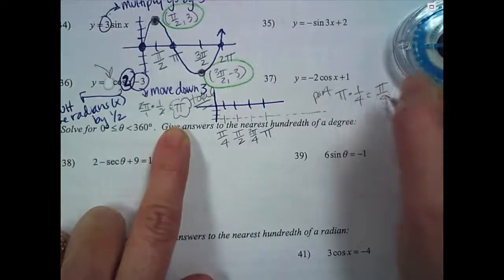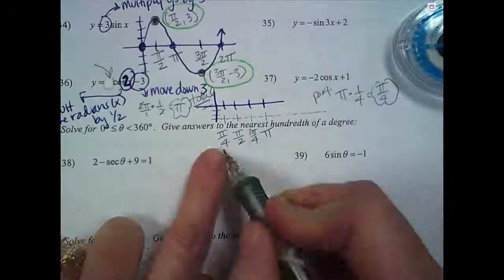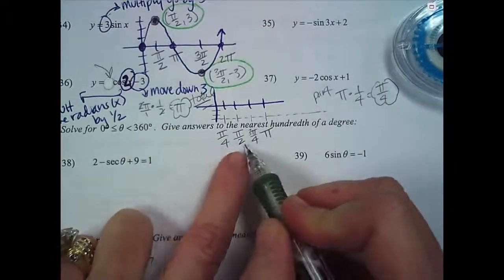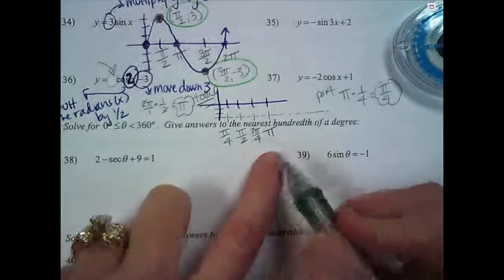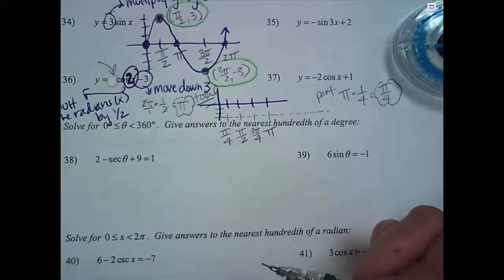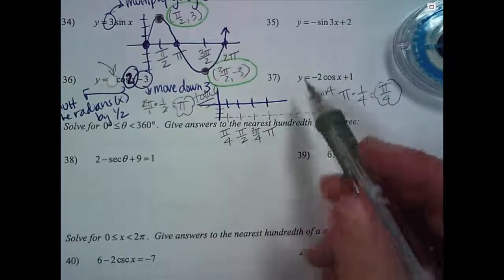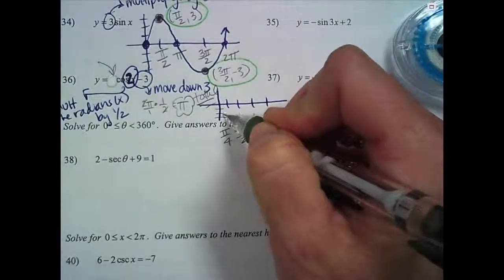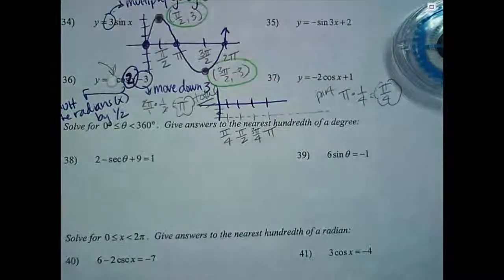pi over 4. So each part is 1/4. So pi over 4, 1 pi over 4, 2 pi over 4, 3 pi over 4, and 4 pi over 4. And then you just graph it using those marks. So cosine would be up 1. I'll use a pen so you can see.